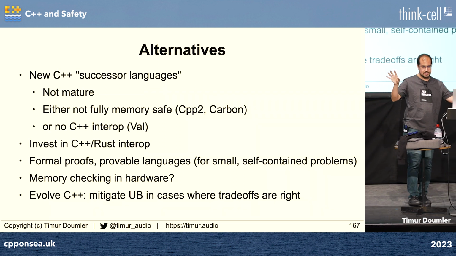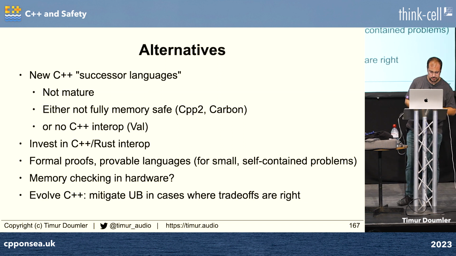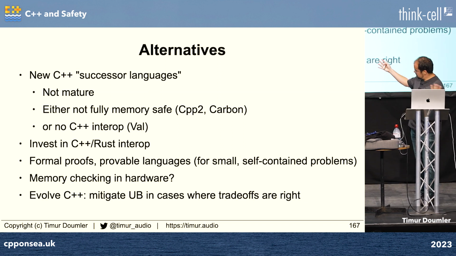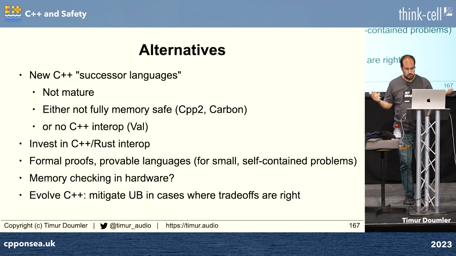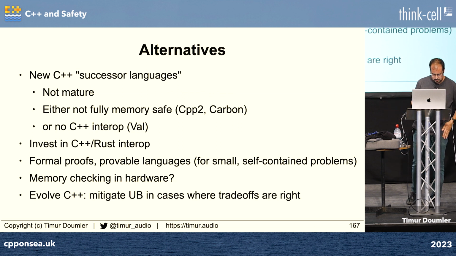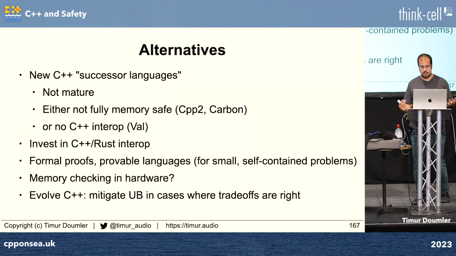But as soon as it's the lights, it's already too complicated, right? We can't use it there. So maybe one day we will get memory checking in hardware. That would be awesome. I don't think we're there yet. So what we can do is we can evolve C++, right? We can mitigate UB in cases where the trade-offs are right.